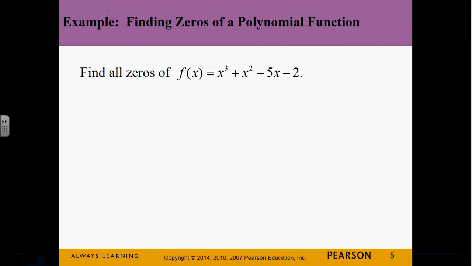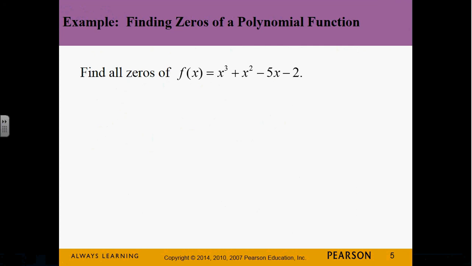So, find all of the zeros of x cubed plus x squared minus 5x minus 2. Now, I'm going to show you a little bit of a, it's not really a shortcut, but if our leading coefficient is 1, the only factor of 1 is plus or minus 1, right? So really, all I have to worry about are the factors of the constant term. Okay? Which in this case is just plus or minus 1, plus or minus 2.